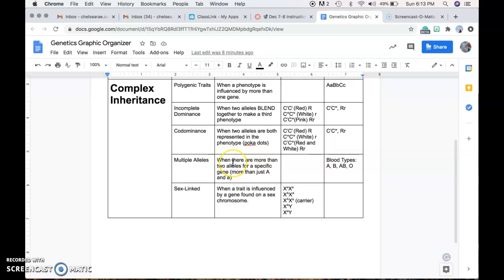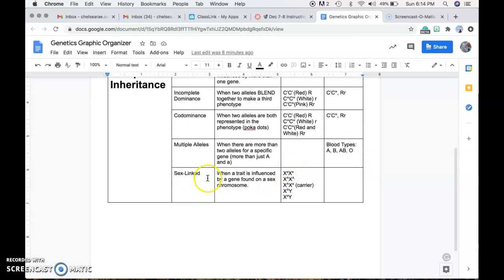The next one is multiple alleles. That's when there are more than just the 2 alleles for that gene. So normally we work with like big A, little a, or big B, little b. But when we have multiple alleles, then there's going to be more than just those 2 options. And the example for that is our blood types. You can either be A, B, AB, or O. A and B are codominant to each other, and O is recessive. So the only way you're going to have an O blood type is if you inherit 2 recessive genes from your parents.